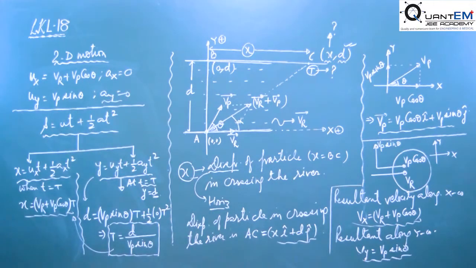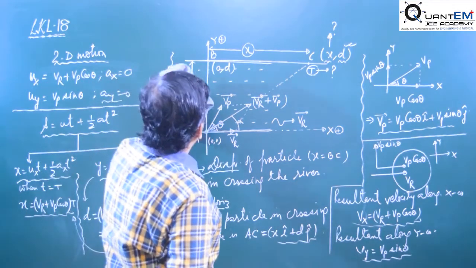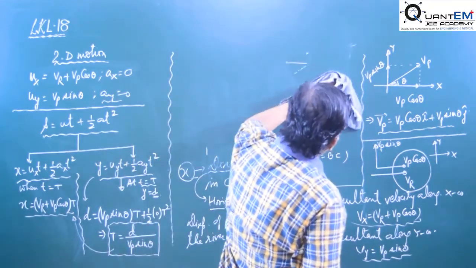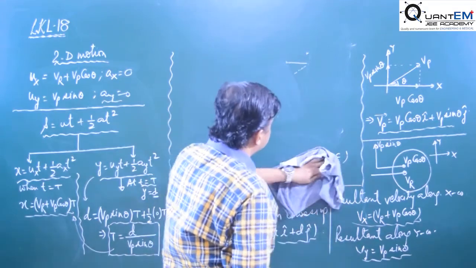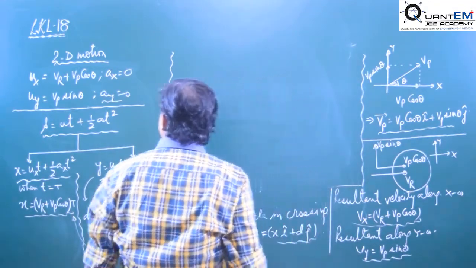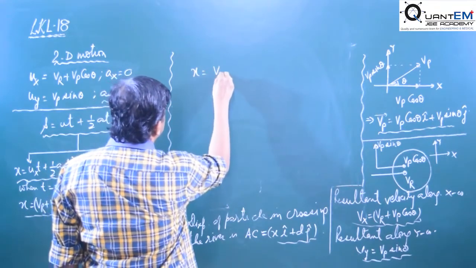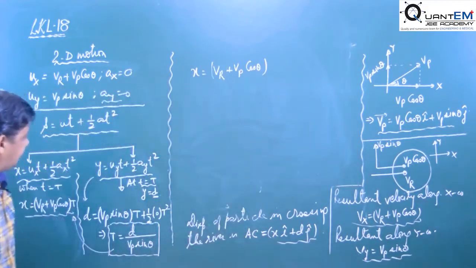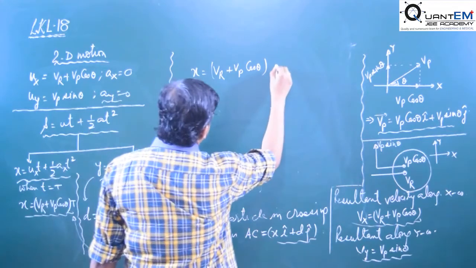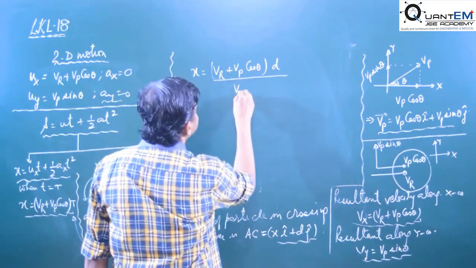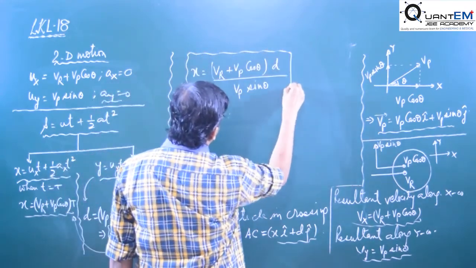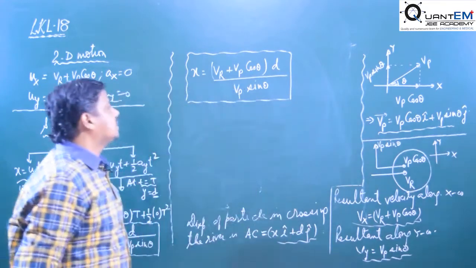Okay. So we come to the horizontal displacement. The horizontal displacement in crossing the river, we have Vr plus Vp cos theta, and into time t. Time t is what we have, that is d by Vp sin theta. That is the horizontal displacement of the particle in crossing the river.